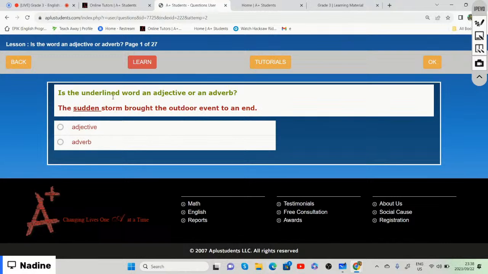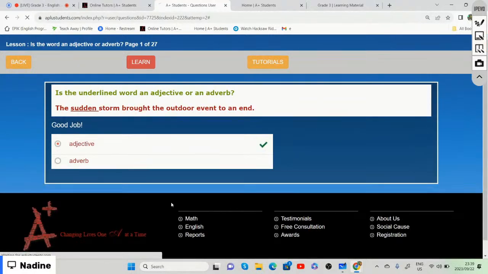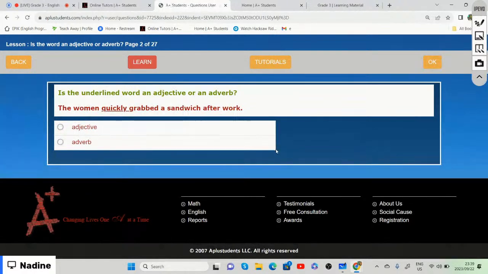All right, so we can say that sudden is an adjective. So it tells us about the calmness of the storm. Actually, the storm wasn't even calm.